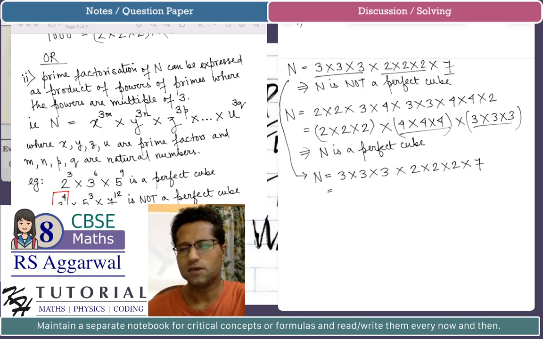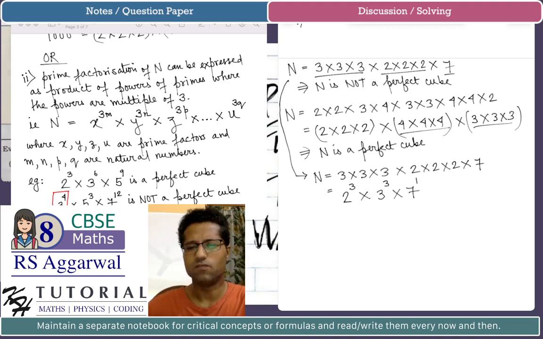Now what you do is you merge all the similar prime factors as their powers. There are three different kinds of prime factors in this example: 2, 3 and 7. I will merge all the prime factors of 2 as a power of 2. There are three 2's, so this will be 2 raised to the power 3. Similarly for 3 this will be 3 raised to the power 3, and for 7 it will be 7 raised to the power 1.